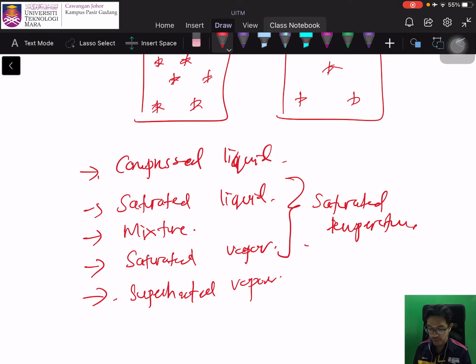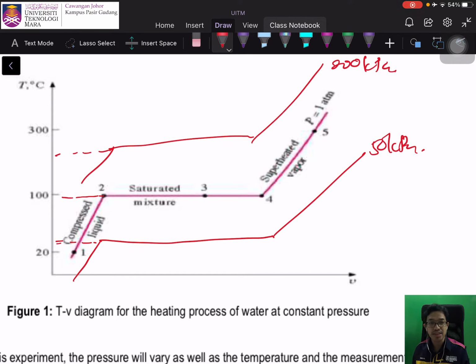So let's say this is 0.5 atm, or I'll say 50 kPa first. So this is 50 kPa. The corresponding saturated point temperature will be lower. But if you go deep into the ocean, you most likely will have a higher value of pressure. So let's say this is equivalent to 200 kPa. So your corresponding saturated temperature will be higher. Theoretically, we can get this value of temperature using the steam table.